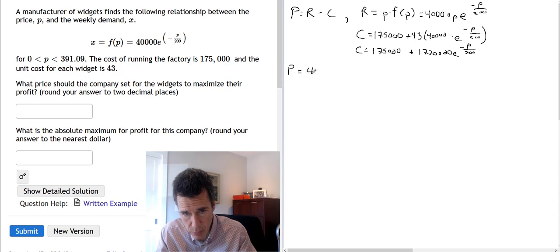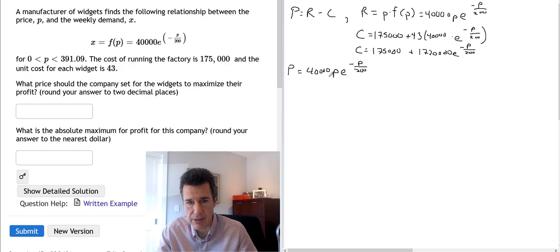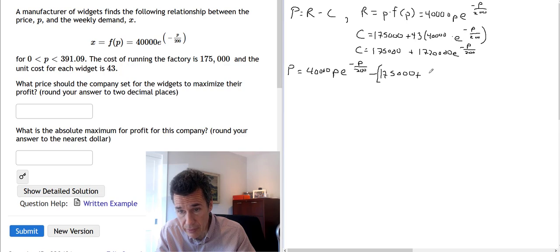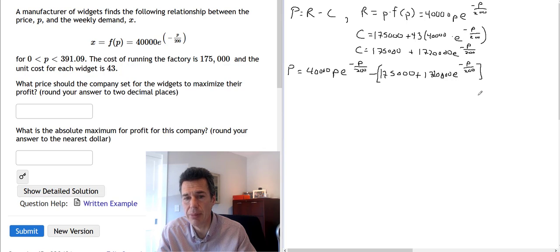P equals 40,000 times p e to the negative p over 200. Again, we've got capital P for profit and lowercase p for price. That's the revenue, and we want to subtract costs: minus 175,000, and I'm going to be really careful and put some parentheses there, plus 1,720,000 e to the negative p over 200. Just need to be careful of those parentheses because the second term is going to be minus.